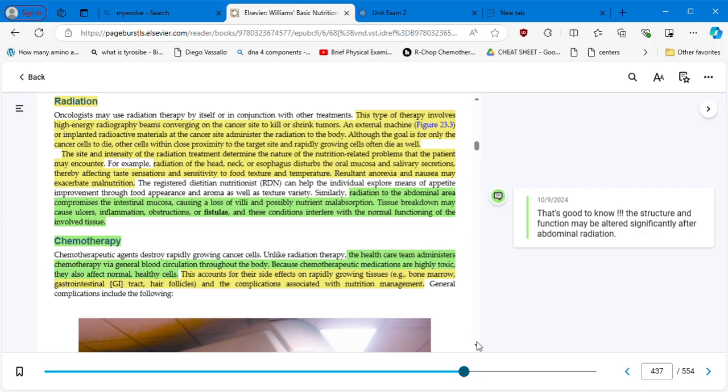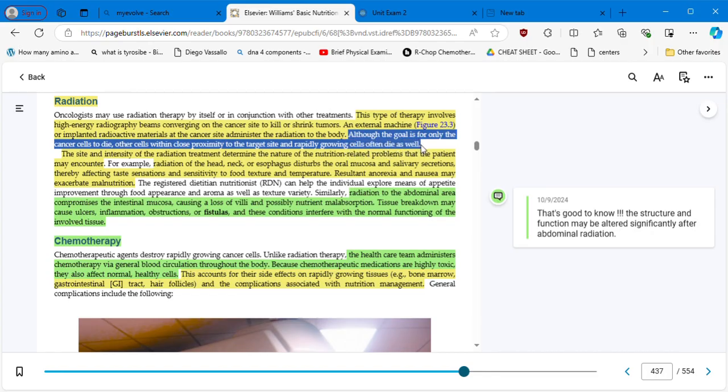So now we talk about radiation. This type of therapy involves high energy radiation beams converging on the cancer site to kill or shrink tumors. An external machine or implanted radioactive material at the cancer site administers the radiation to the body, although the goal is for only the cancer cells to die. Other cells within close proximity of the target site may die, and rapidly growing cells often die as well.